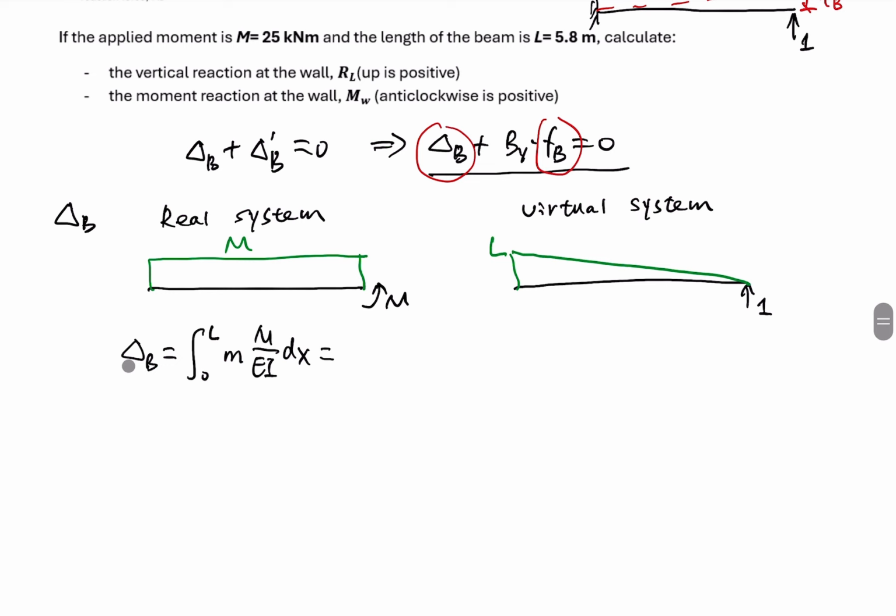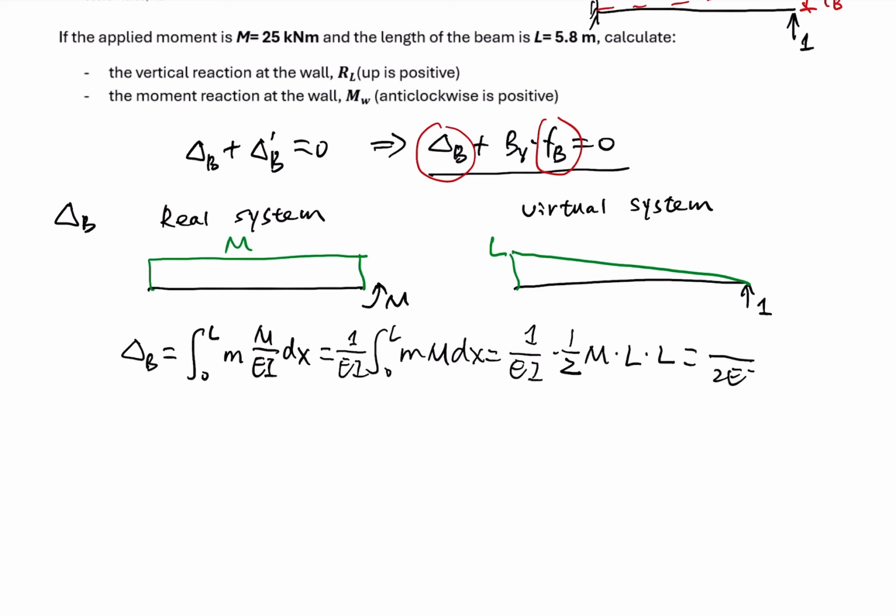If we put EI outside of these integrals, 0 to L, M capital M dx, and apply the visual integration, we know it is 1 over 2 times M times L times L. So this is based on visual integration. We got the result, which is ML squared over 2EI. So we got the delta B.